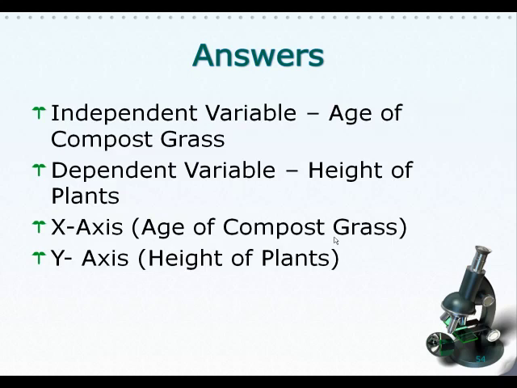Your x-axis will contain the age of the compost grass because that is the variable being changed. And the y-axis will be the height of the plant because that is your responding variable, or your dependent variable.